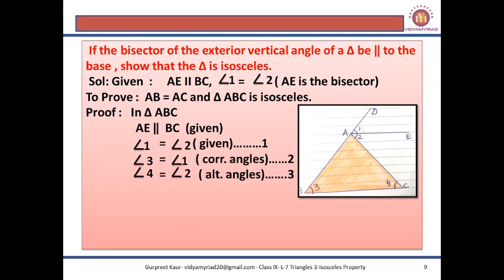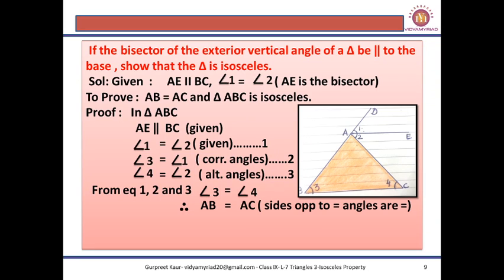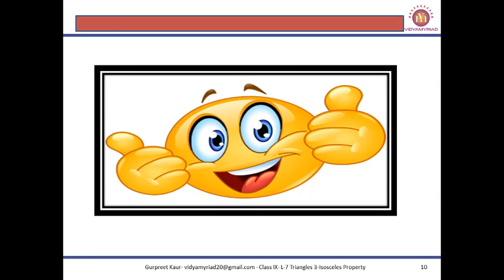If you see it very closely, you will find that angle 3 is equal to angle 4, because angle 1 is equal to angle 2, angle 1 is equal to angle 3 and angle 2 is equal to angle 4. So if you see all the three equations, you come to the conclusion that angle 3 is equal to angle 4. And what are angle 3 and angle 4? These are the equal angles of the triangle ABC. So we can say that AB is equal to AC because sides opposite to equal angles are equal, and hence triangle ABC is isosceles. I hope children you have understood the concept.